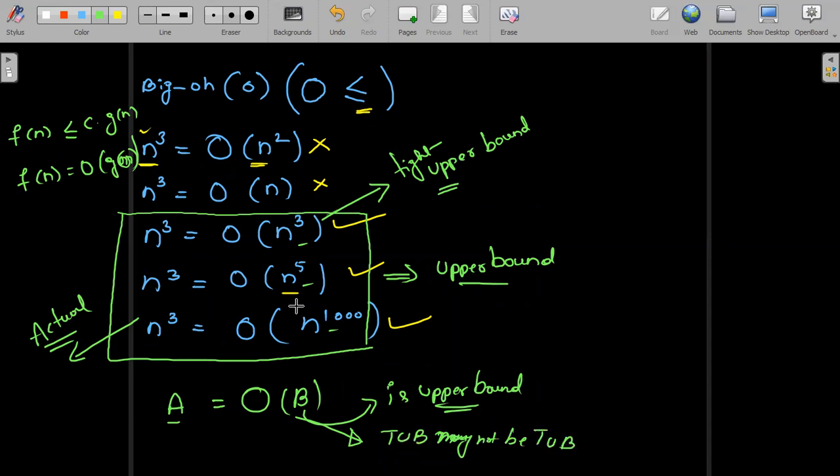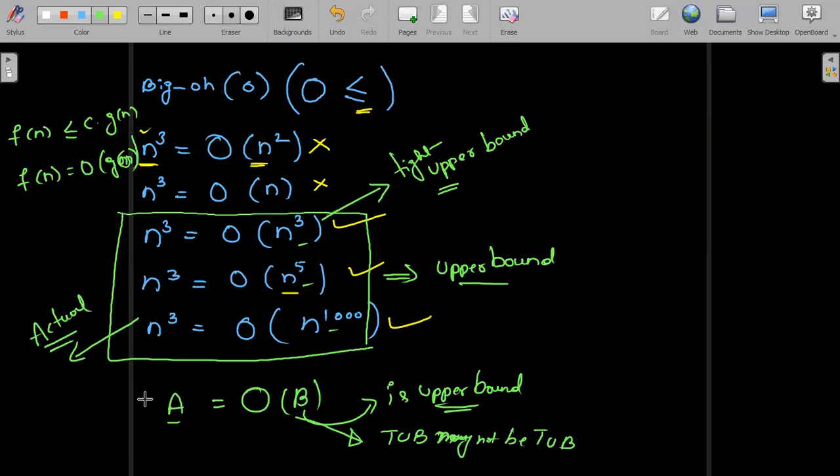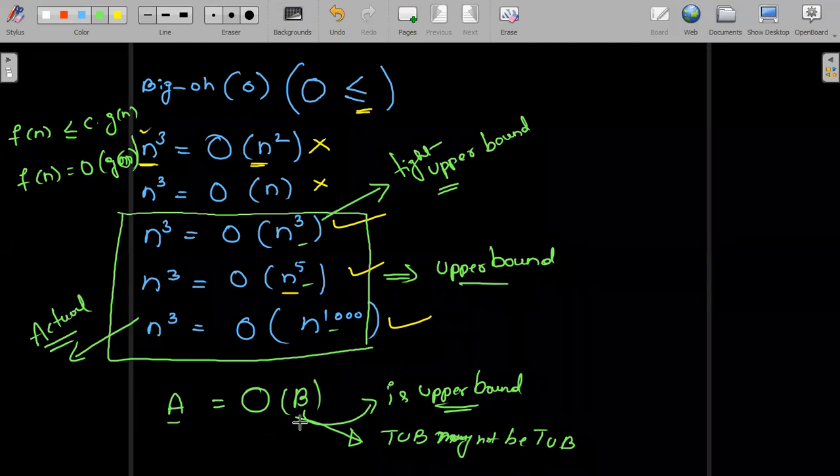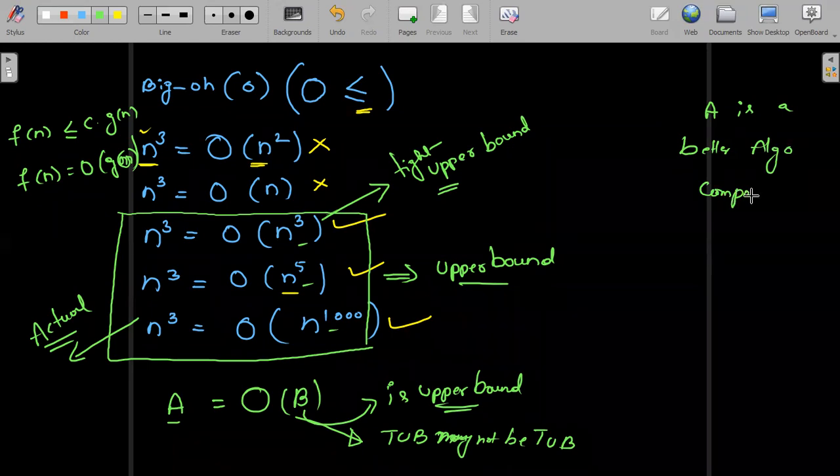Okay, tight upper bound. So when you see this function, which one is better, sir? Which function do we have to take? f of n you consider as A, g of n you consider as B. In this case, which algorithm do we take as the best one? We will consider A as the better one compared to B. So A is a better algorithm compared to B. This is what you need to understand.